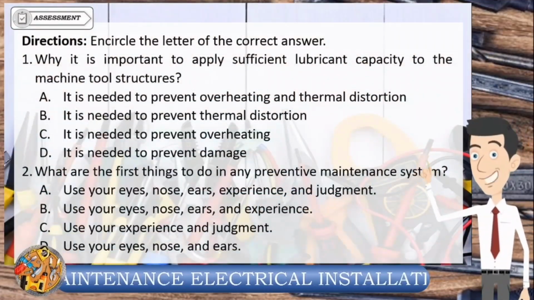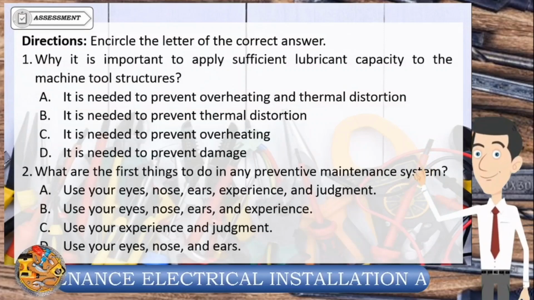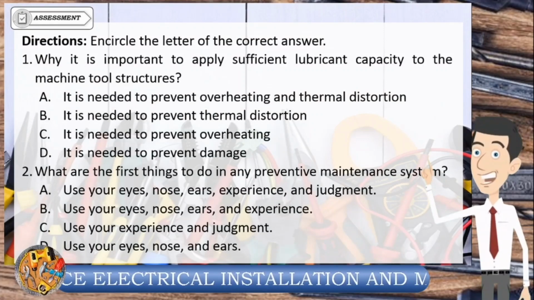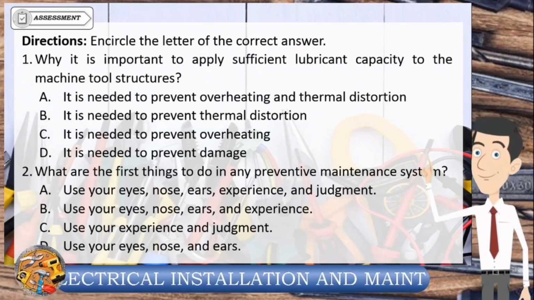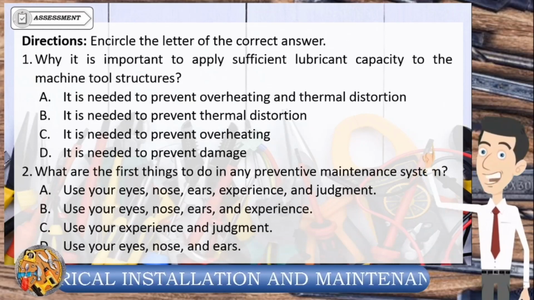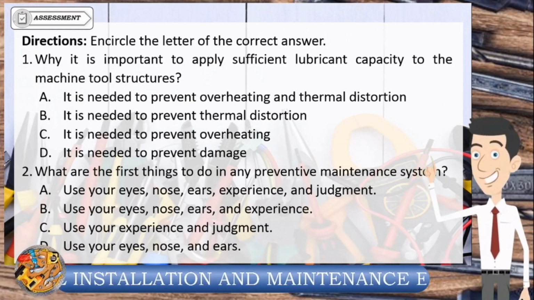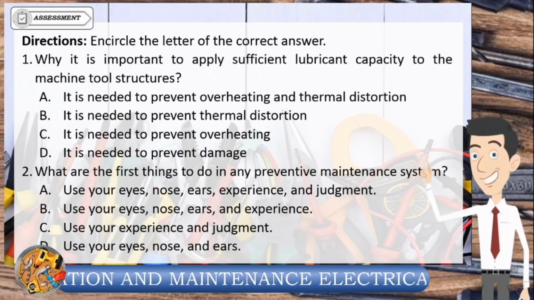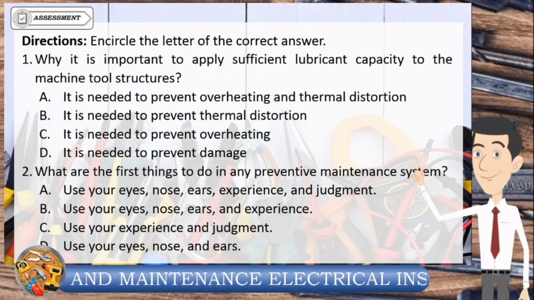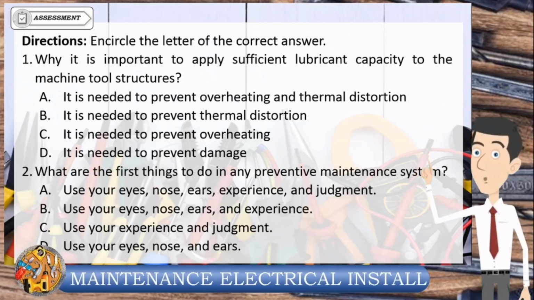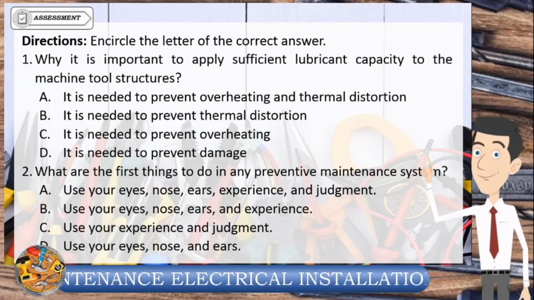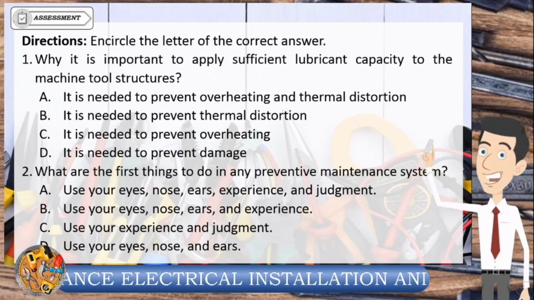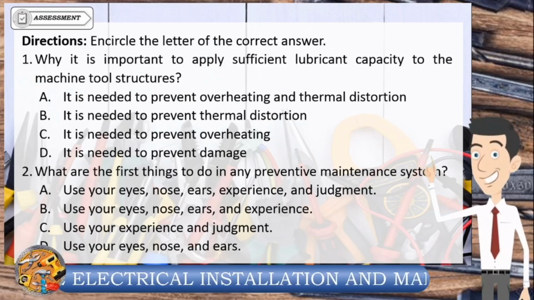Let's try the assessment. Answer the 5 questions. Encircle the letter of the correct answer. Number 1. Why is it important to apply sufficient lubricant capacity to the machine tool's structure? Letter A. It is needed to prevent overheating and thermal distortion. Letter B. It is needed to prevent thermal distortion.